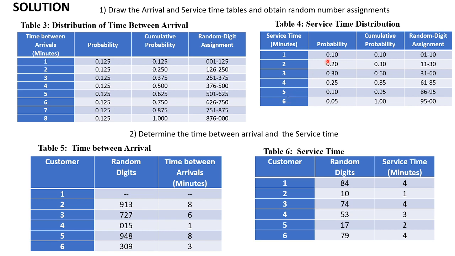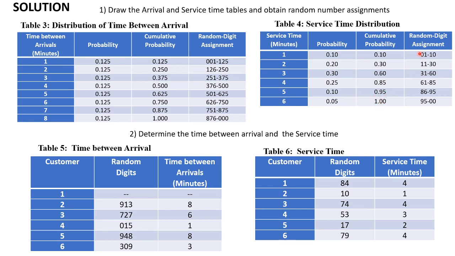All right, then we have the cumulative probability again. Similar to what we did earlier, we're going to add up. So we have 0.01 here, then this level is going to be 0.01 plus 0.02, that is 0.03. 0.03 plus 0.03, 0.06. 0.06 plus 0.025, we have 0.085. 0.085 plus 0.01, 0.095. 0.095 plus 0.05, we have 1.00.